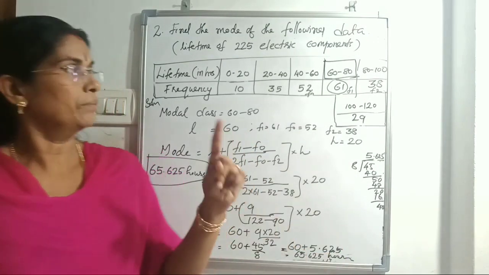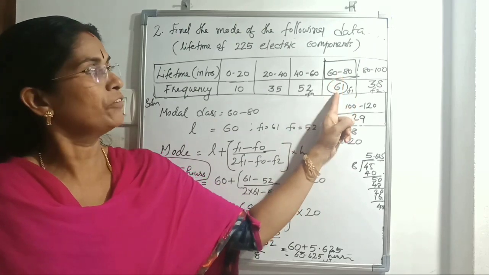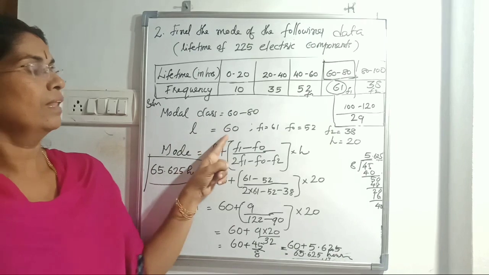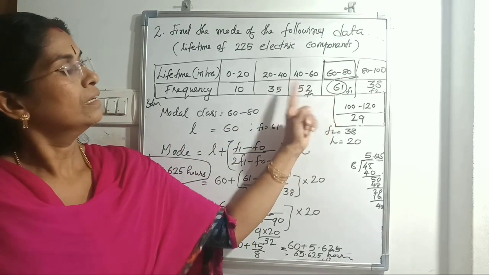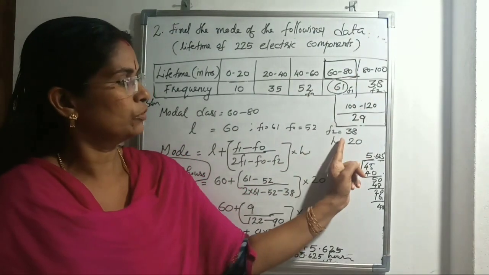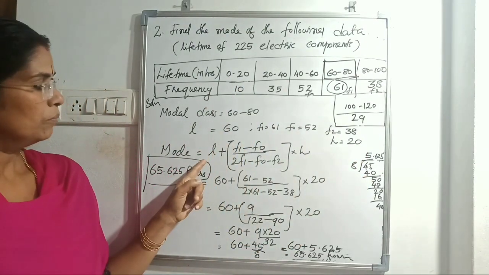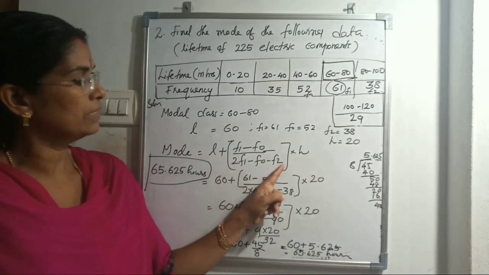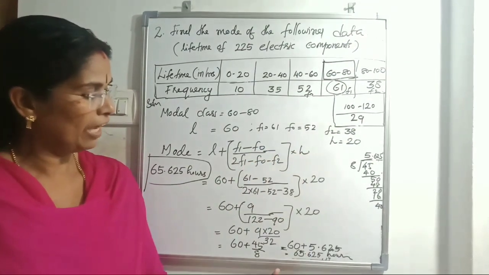Clear? One more time repeating. First you have to find the modal class. The maximum frequency's class is the modal class. Its lower limit is L. F1 is the maximum frequency. F0 is just above it, that is 52. After F1 is F2, 38. And find the class width, that is h. Mode is equal to L plus (f1 minus f0) divided by (2 f1 minus f0 minus f2), into h. Study this formula and apply the values.